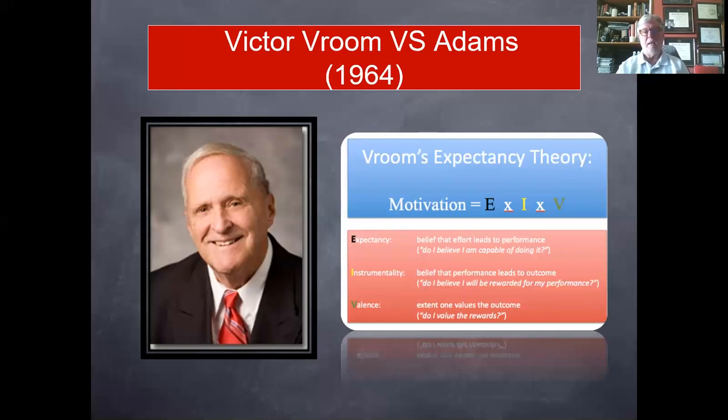So again, his theory was E times I times V, which is expectancy. So the employee would believe that they could do it. Instrumentality: believe that the performance leads to outcomes. Do I believe I will be rewarded for my performance? And valence: the extent to which one values the outcome. Do I value the reward? So once again, can I do this? And if I do it, will I be rewarded? And then what will I be rewarded with? So again, this management business has a lot to do with the psychology of individuals and groups of people.